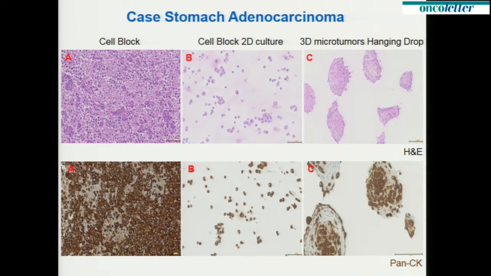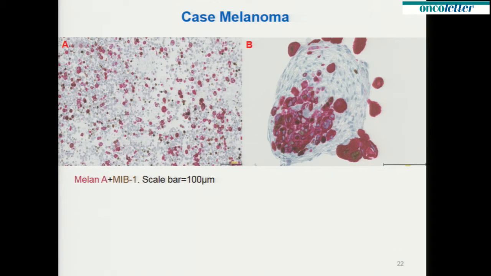So here is the cell block, the primary cell block. Then this is the 2D culture from the effusion, and on the right you have the 3D microtumors after the hanging drop method. You can see the carcinoma cells surrounded by fibroblasts, and that works also for melanoma, for example. Here is the primary cell block, and you can mix them with fibroblasts and do a double chromogenic IHC, as we can do, Melan A plus MIB1. And so these microtumors can of course be further used for drug sensitivity, drug testing, and assays.